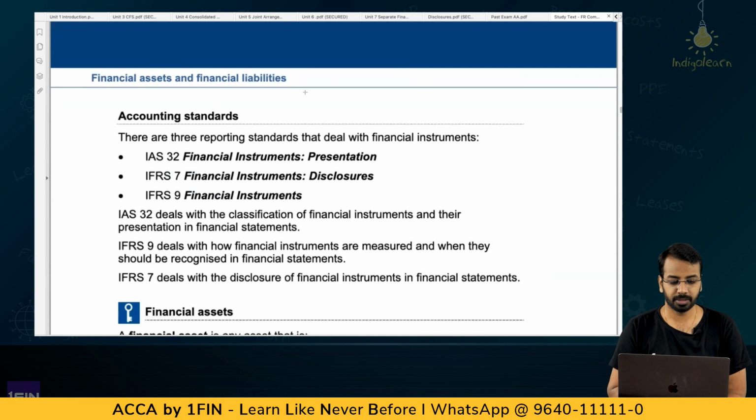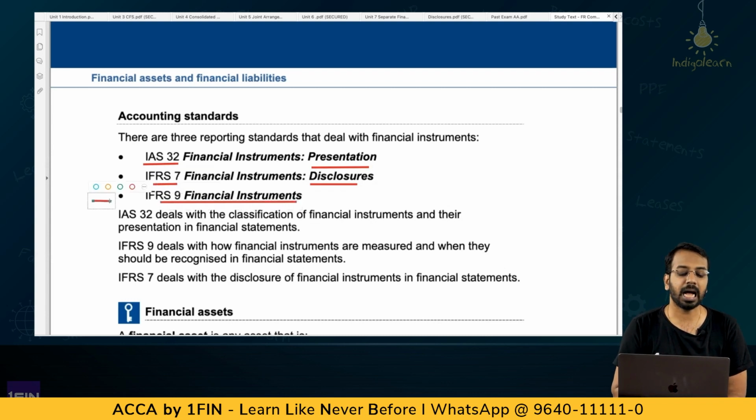As I told you, 3 standards are covered, or we need to learn. IAS 32, which deals with presentation. It also covers the definition part. Then IFRS 7 is the disclosures, and IFRS 9 is the core standard. Okay. So you cannot learn one standard independently of the other. You need to understand all the 3 standards together. More we will be focusing on IFRS 9 after we understand the definitions in detail.